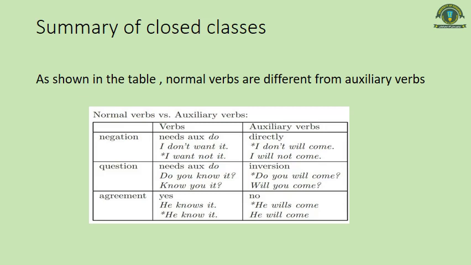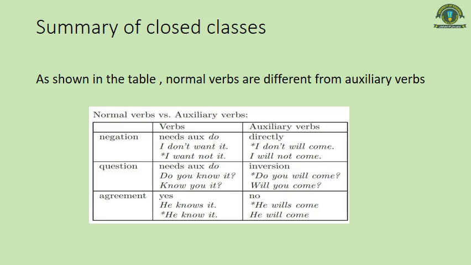And question needs the auxiliary do. For example, do you know it, not know you it. And do you will come is not appropriate. It's ungrammatical under the head of auxiliary verb. So we just use will you come. So please look at the table so that you can understand the differentiation between normal verbs and auxiliary verbs.